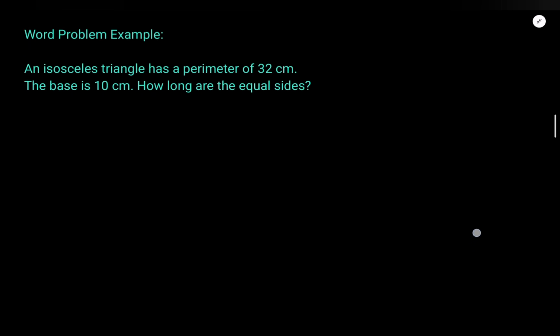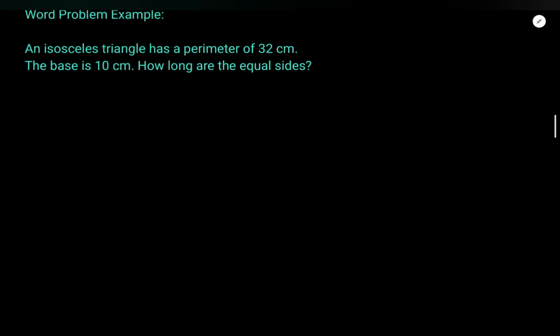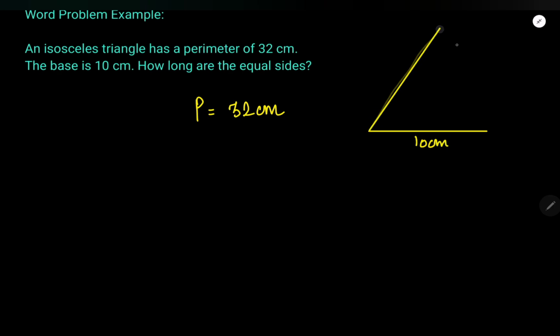Okay, I hope now you understood everything about types of triangles and the perimeter of a triangle, right? After this we have a word problem. An isosceles triangle has a perimeter of 32. Now they are saying perimeter is equal to 32 centimeter, and the triangle is isosceles. So suppose the base is 10 centimeter, then you have two equal sides. I don't know the measure of these sides, so I will say A and A because they are equal.